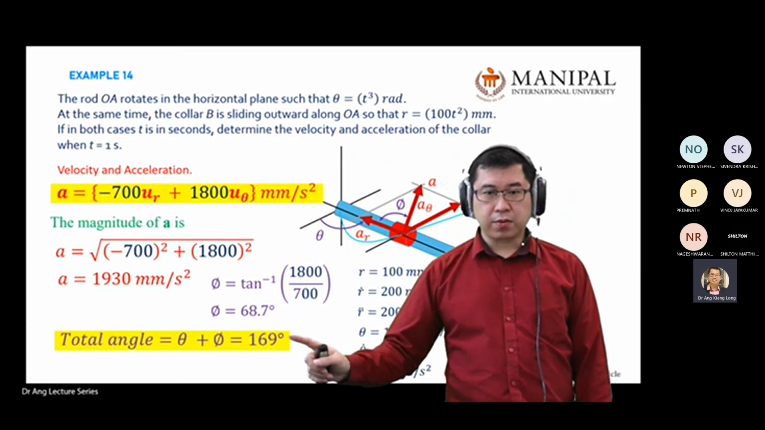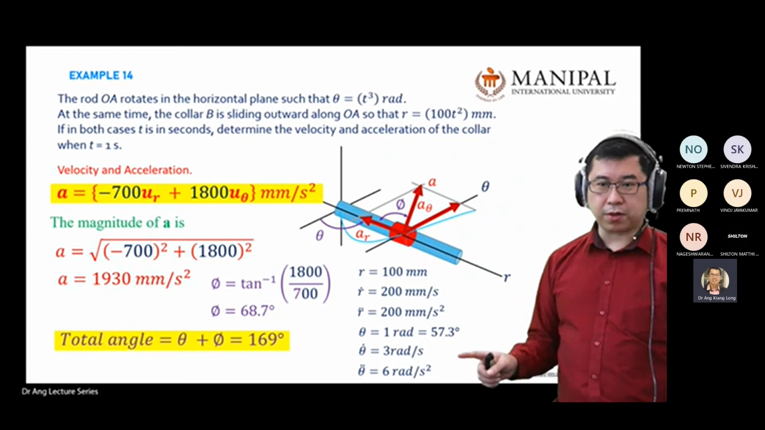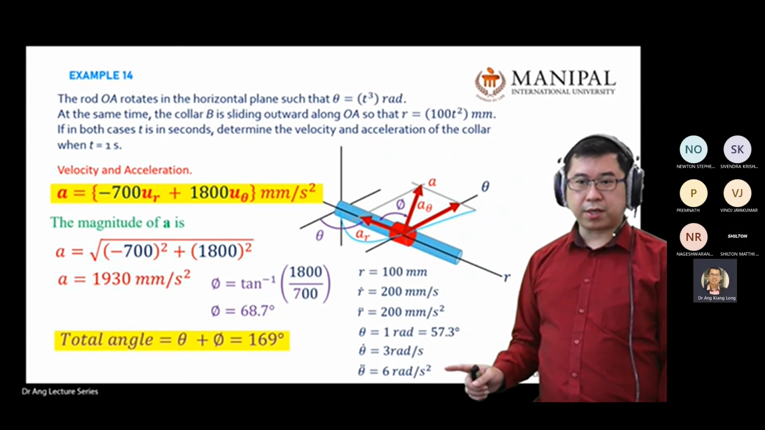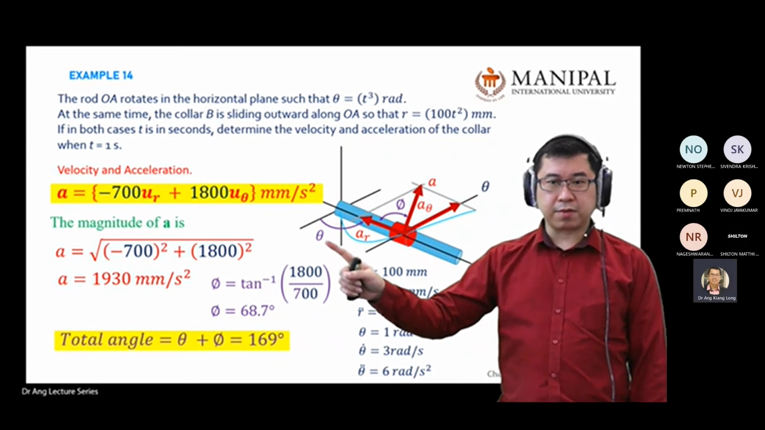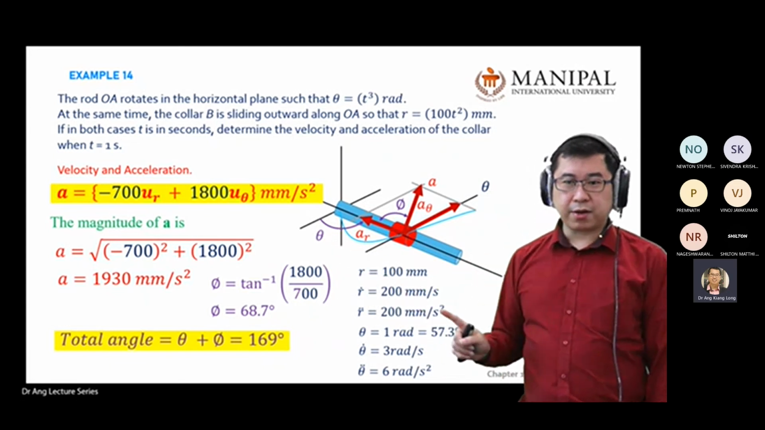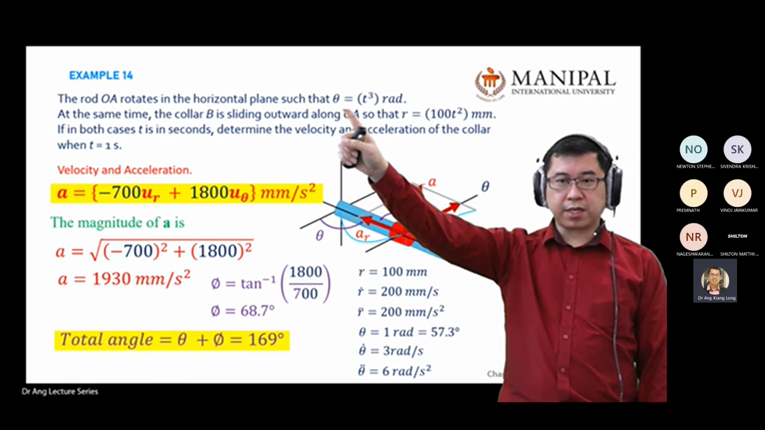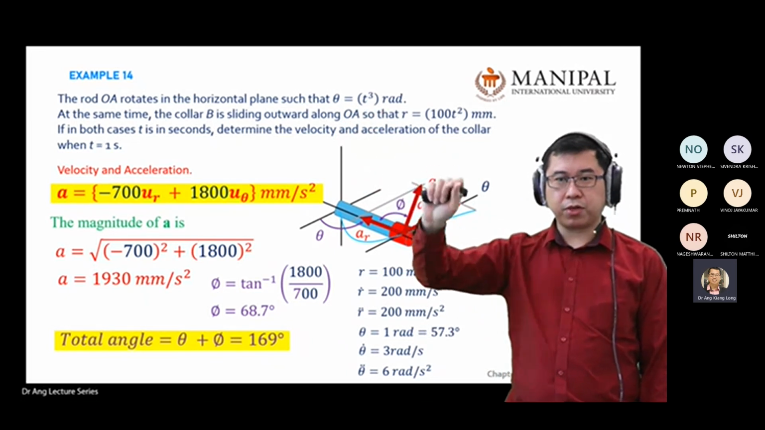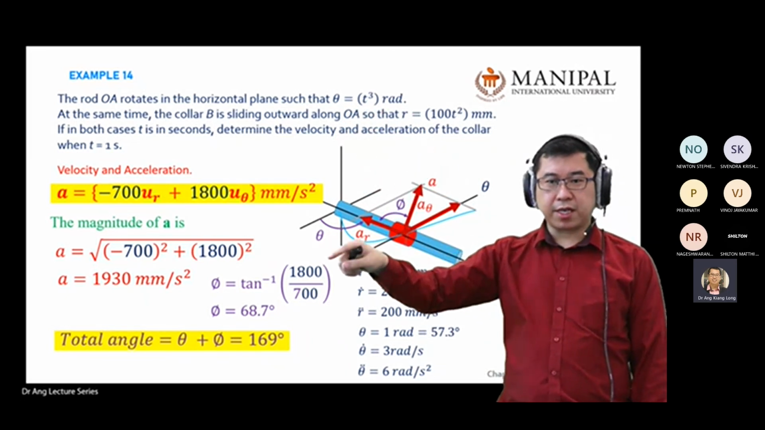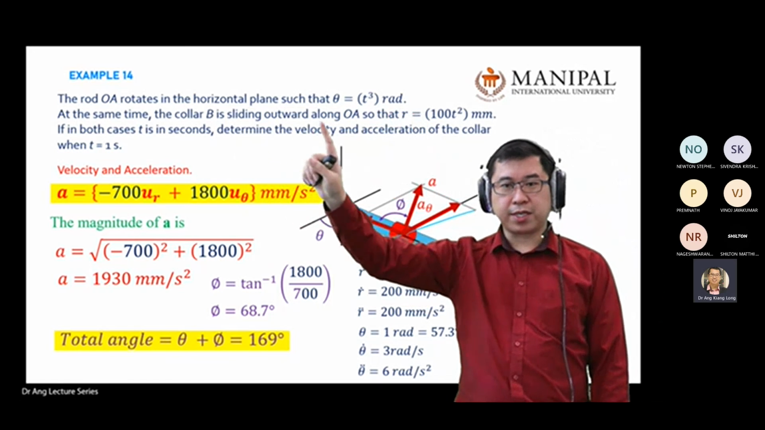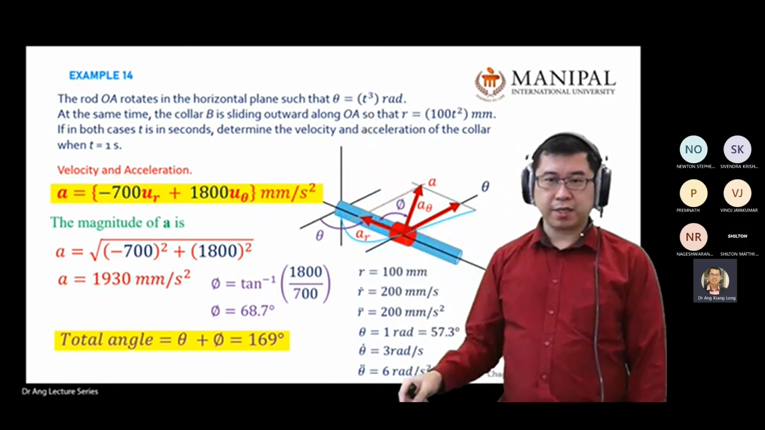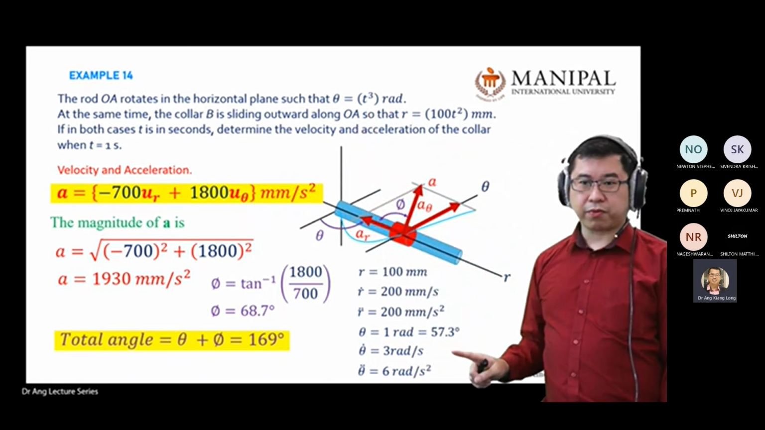So how do you get 169? Again, go back to your calculation just now. You already found what this one is. How did you get 57.3? The question already gives you one equation: theta equals t to the power 3 in radians. In this case, the question asks for 1 second. So substitute 1 second here. 1 radian equals 57.3 degrees.